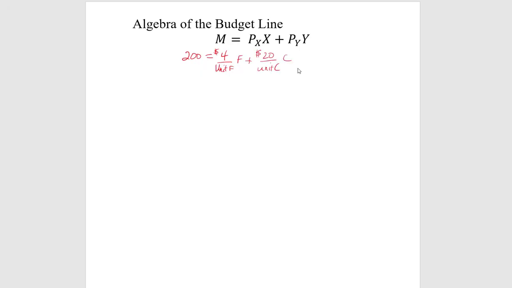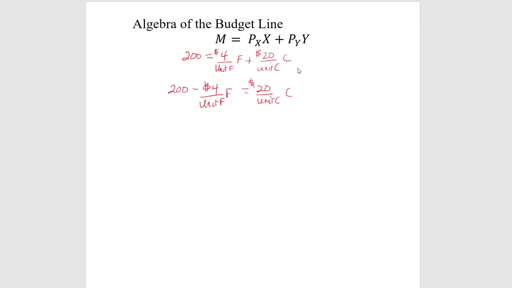We want to get this into a y equals mx plus b form. So I'm going to try to get clothing by itself. To do that, I'm going to start by subtracting out the $4 per unit of F times F so that we get the C term by itself. So I have 200 minus $4 per unit of food times the number of units of food equals $20 per unit of clothing times the number of units of clothing.